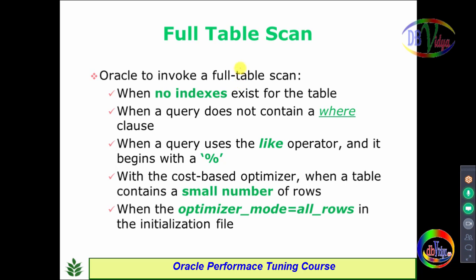In which cases will Oracle choose full table scan? When no indexes are present, when a query does not have a where clause, and whenever you use the like operator with percentage, where an index cannot be used because it's a special operation. With the cost based optimizer, when a table contains a small number of rows. And when optimizer mode equals all_rows; optimizer mode is a parameter, and the DBA can set all_rows and other values. Based on that, in these scenarios, Oracle will use full table scan.